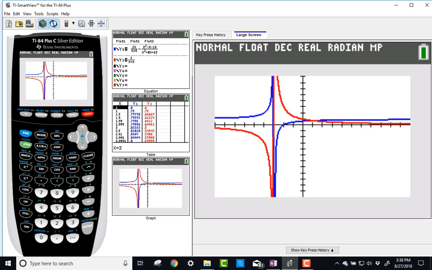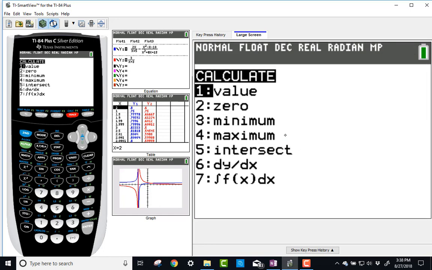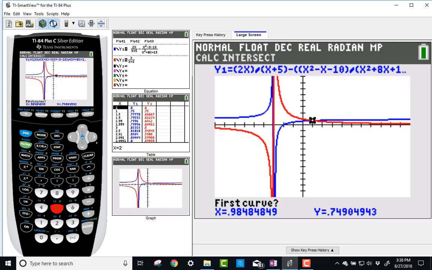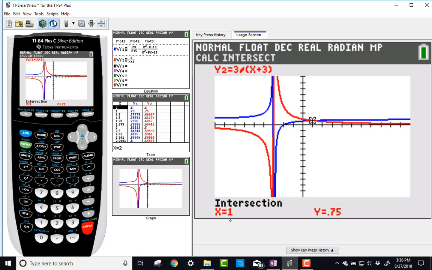And again we could calculate that. So I would go to my menu, I would hit second and then the trace key, and it's going to say number 5 is calculate an intersection. So I would go over there, hey, look at that, I'm already sitting right over there. So I'm on the first curve, I'll hit enter. I jump to the second curve, I'll hit enter. I'll give it a guess. That was easy, wasn't it? Look at that, x equals 1, y equals 0.75.